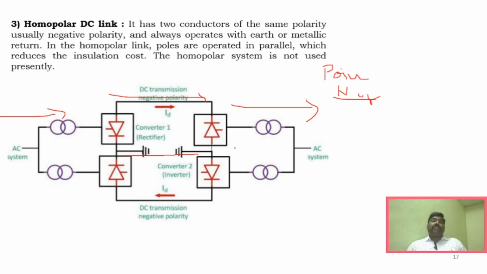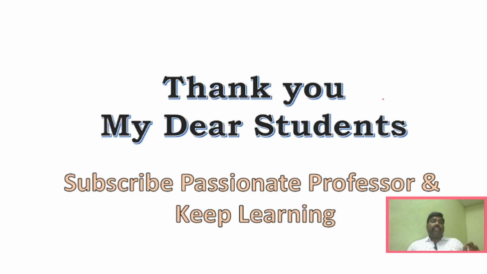The only difference in these three links, that is the monopolar link, bipolar link, and homopolar link, is the conductors which we use. If we use a single conductor, then it is called monopolar. If you use two conductors of different polarity, then it is called a bipolar DC link. When we use two conductors of the same polarity, then that is called a homopolar DC link, right? So this is a very important question in this particular unit.